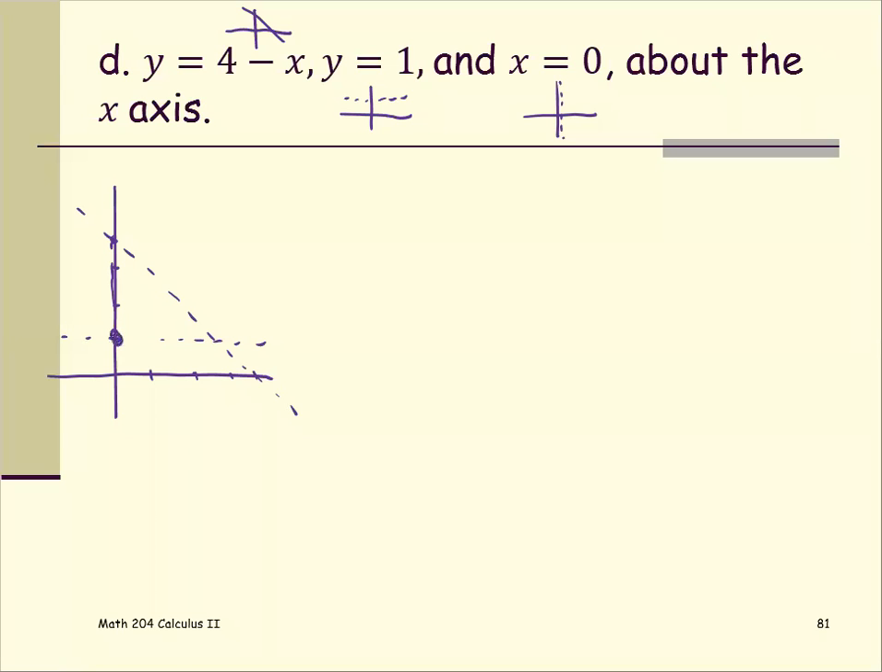We know that the graph crosses at the point y equals 1 here and y equals 4. And how about this one, where the line y equals 4 minus x and y equals 1 meet each other? So we find this intersection point by 4 minus x equals 1. Then x equals 3. That's an algebraic way to find it. Okay, that's the intersection point.